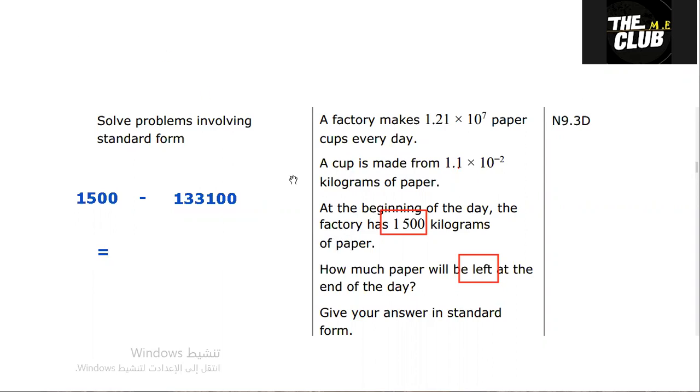I'll tell you why. At the beginning of the day, the factory has 1,500 kilograms. So they had this at the beginning. When they start working, maybe they made this. So you can't have negative paper. That's what they have. That's the question. They can't have negative paper. That's why I told you there's a problem with the question, maybe, or they want it in negative. I don't know. How can you have negative paper?